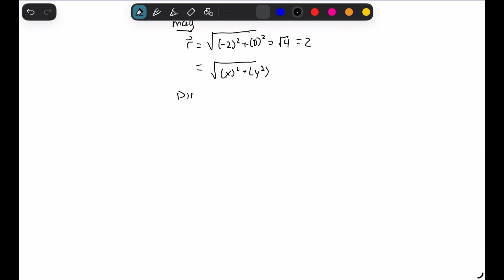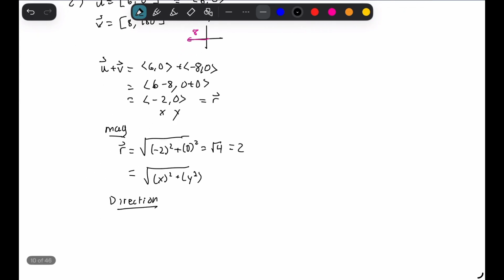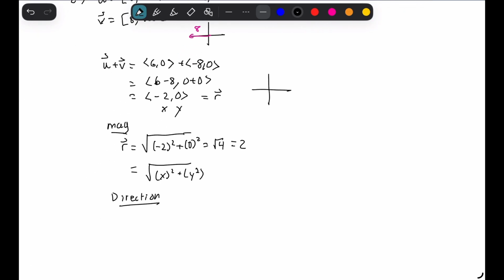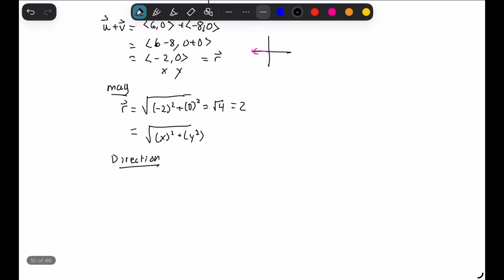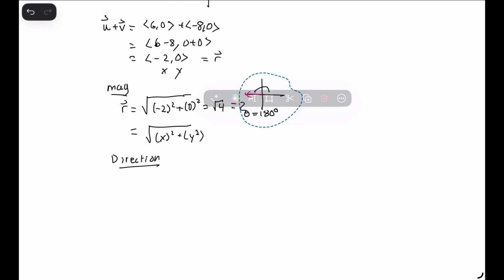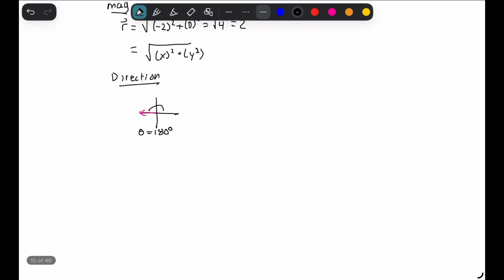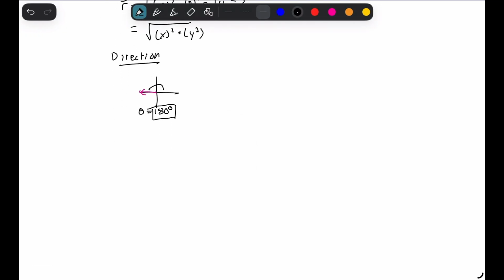Now we have to find our direction. So we know that because we have negative 2, 0, that's going to be on 0 degrees, but then we're going to go to the left side. So that means you're over here. Therefore, you have a direction that is going to be 180 degrees from the positive x-axis. So 180 degrees is your direction.